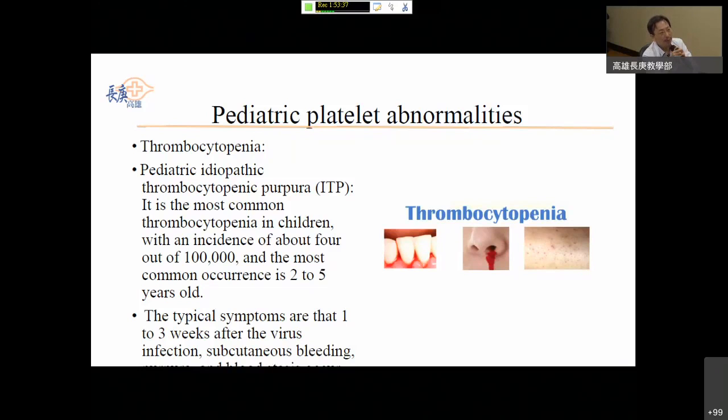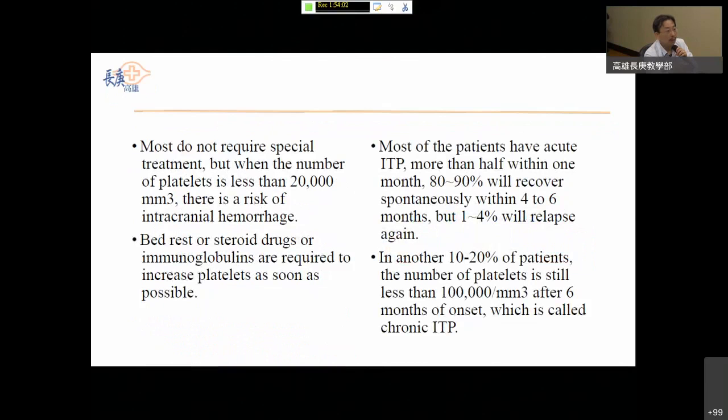After a viral infection, our body triggers an immune response. With this immune response, our body will produce an antibody to destroy the platelets of ourselves, and it causes the platelet to decrease. And this is what we call thrombocytopenia, okay? And most do not require special treatment, okay?